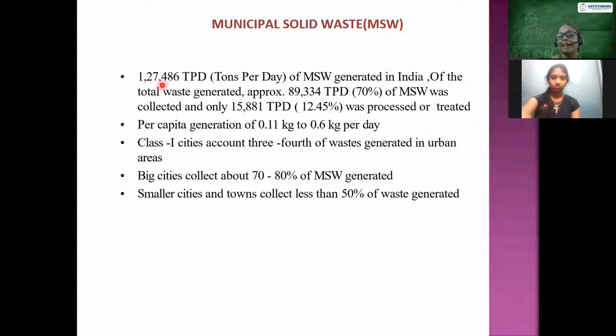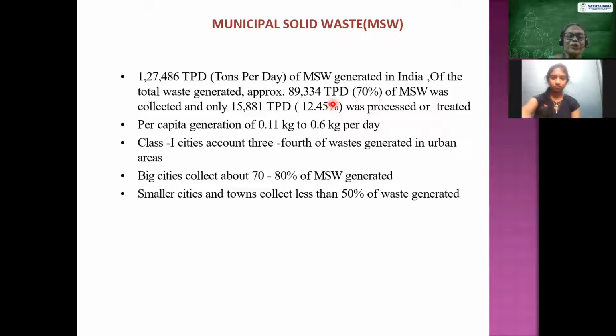1,27,486 tons per day of municipal solid waste is generated in India. Among that, 89,334 tons per day was collected. And then among that, 15 percent, 881 tons per day, that is 12.45 percent, is processed. You see, 70 percent of the 100 percent is collected by the municipality and 12 percent of that is processed. So the remaining 18 percent we throw here and there.